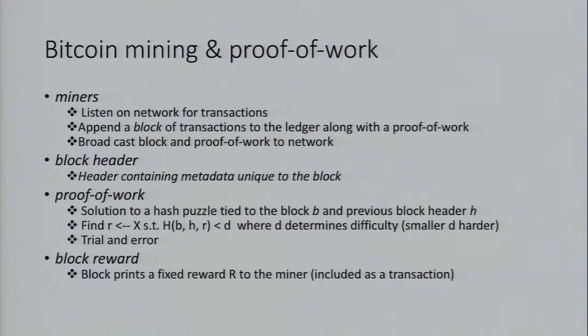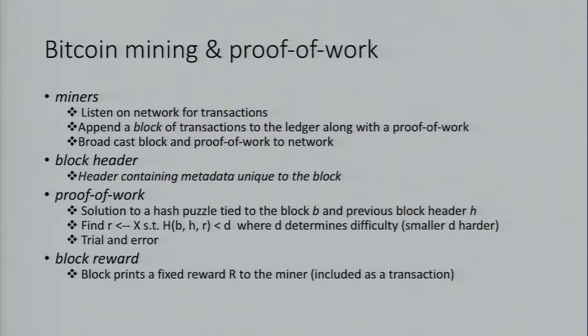And what is a proof of work? First of all, the Bitcoin system has special users that are called miners. Miners listen on the network for transactions. They assemble them into groups called blocks. And then to append a block of transactions to the ledger, they have to produce what's called a proof of work along with the block. This proof of work is simply solving a computational puzzle that is tied to the block, and also the previous block of transactions that this block is being appended to.